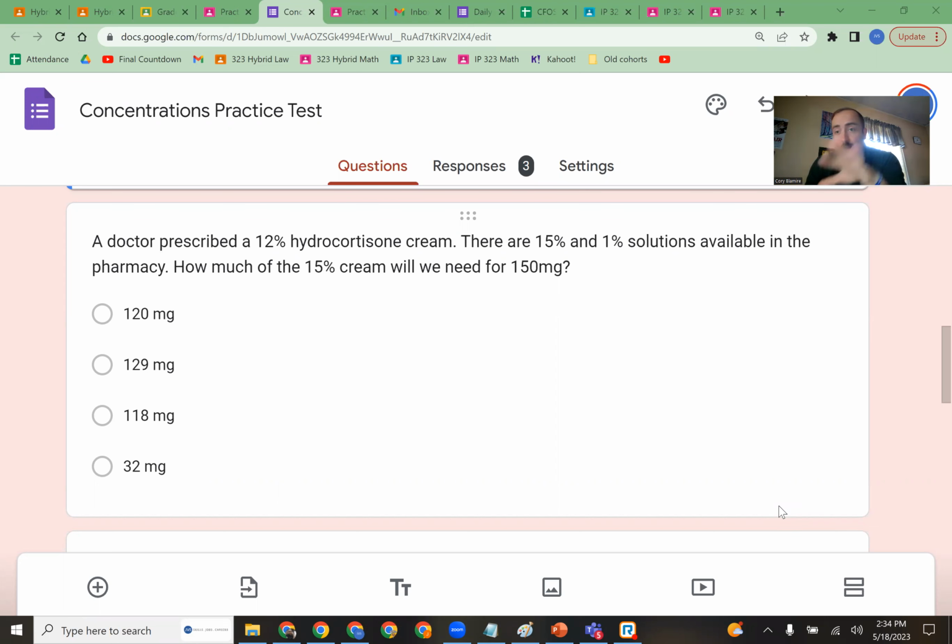So for this one, you do technically have everything you would need to go ahead and draw out an alligation grid. 150 milligrams you set aside as your final quantity, right? Often it would be volume if we were dealing with a liquid. In this case, it is a solid. 150 milligrams is the final desired quantity. We're going to set that aside.